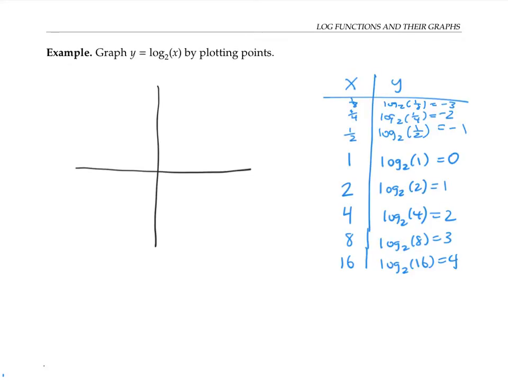I'll put some tick marks on my x and y axes. Please pause the video and take a moment to plot these points. Let's see, I have the point 1, 0, that's here, 2, 1, that's here, 4, 2, that is here, and then 8, 3, which is here. And the fractional x values, 1 half goes with negative 1, and 1 fourth with negative 2, 1 eighth with negative 3. And if I connect the dots, I get a graph that looks something like this.